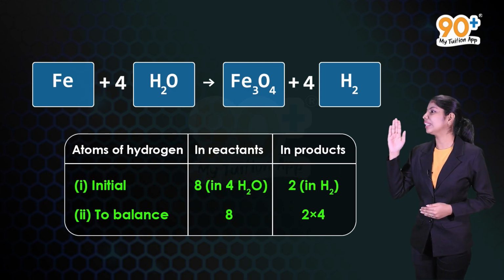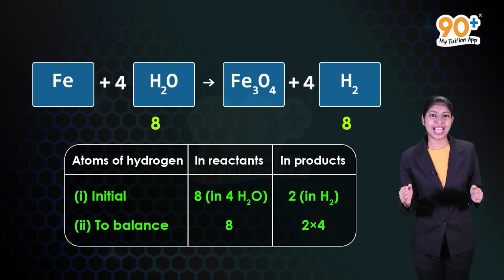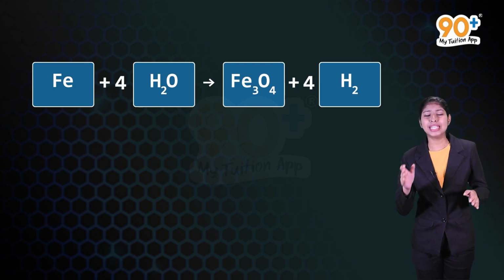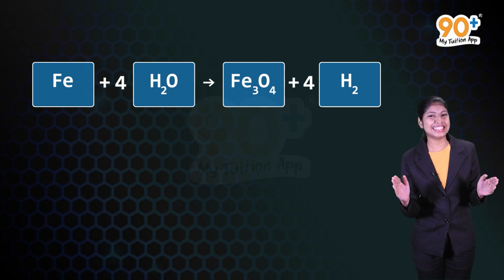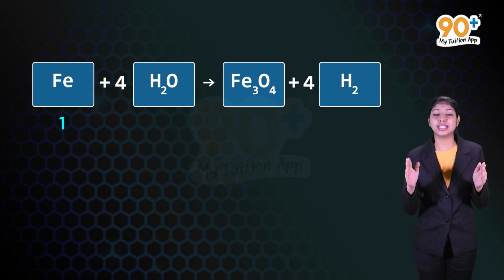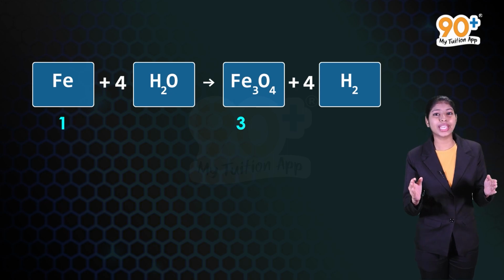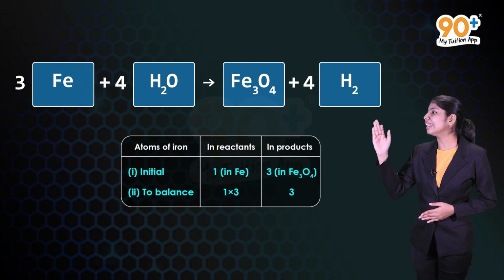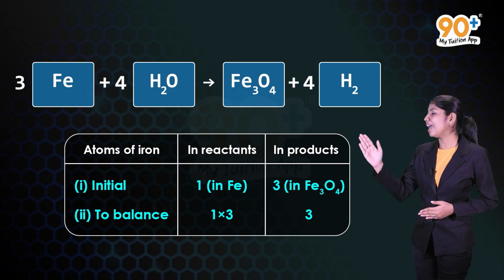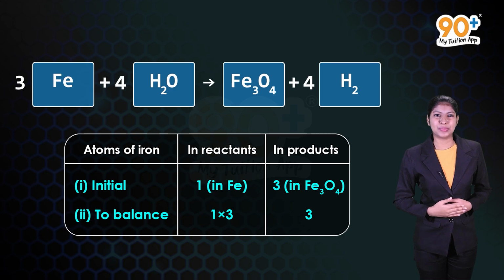Here we can see both LHS and RHS contain 8 hydrogen atoms, so the hydrogen atoms are balanced. Now let us pick up the third element which is not balanced. It is iron. Here you can see there is only 1 iron on the LHS, whereas the RHS contains 3 iron. To balance this, we can put coefficient 3 as 3Fe on the LHS. So the partially balanced equation becomes 3Fe + 4H2O gives Fe3O4 + 4H2.